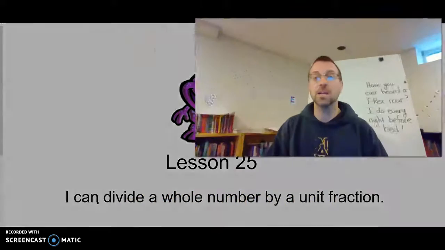And as I stated with the teach piece of the video, please make sure you draw your models and keep them neat and organized. Those models will really help you in getting a stronger foundation in dividing fractions. Okay? So, without further ado, let's get started.